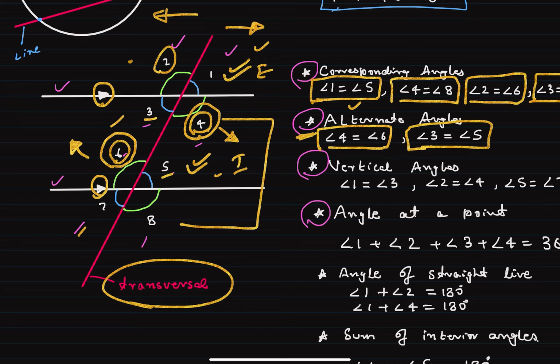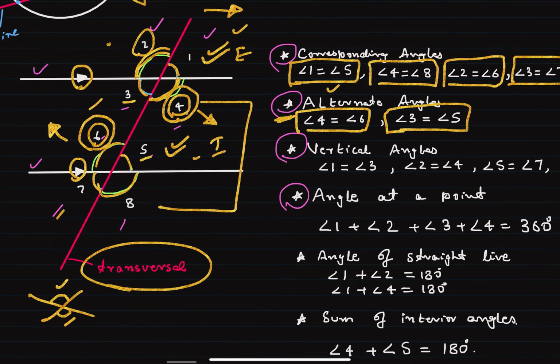Vertical angles: whenever two lines intersect, the two non-adjacent angles are vertical angles, and they are always equal, right? For example, angle 1 equals angle 3, angle 2 equals angle 4, angle 5 equals angle 7, and angle 6 equals angle 8.